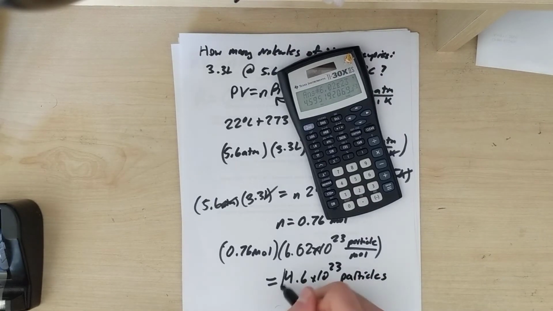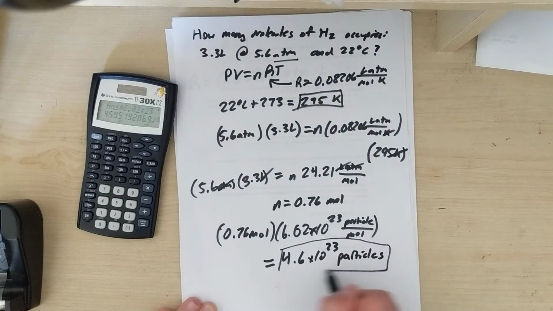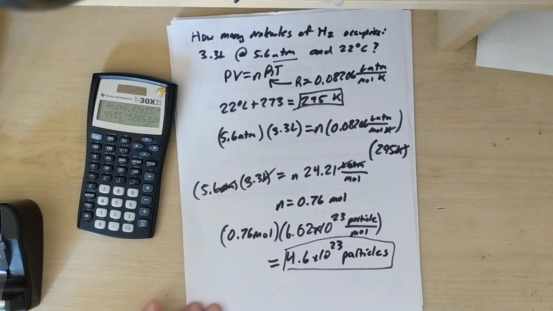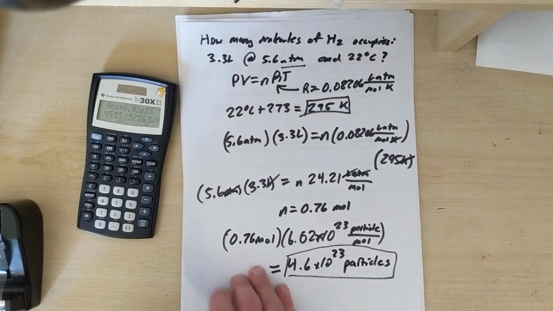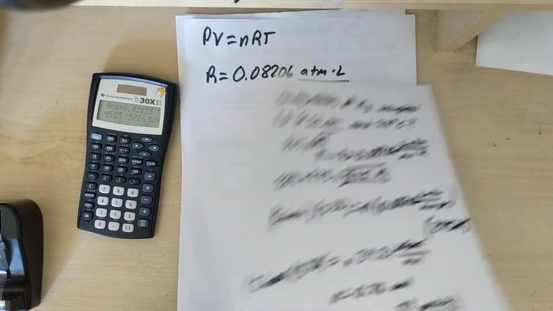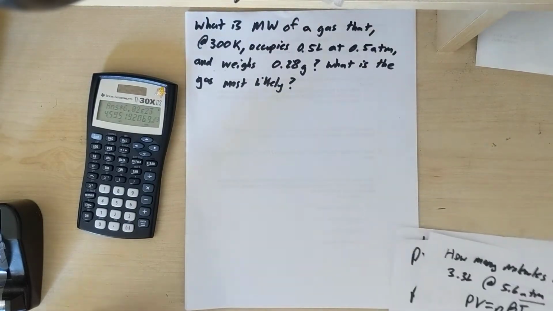Particles. Okay. And so that is how you find out how many molecules are occupying a certain chamber. Convert to moles first, and then convert to particles. Okay. So let's get rid of this. So I have my PV equals nRT there, and so let's move on to our next problem.